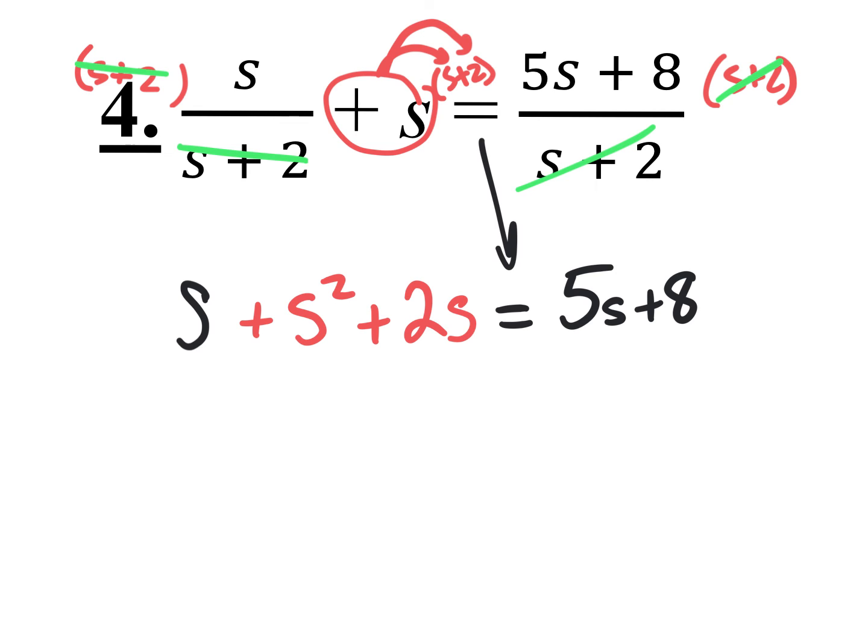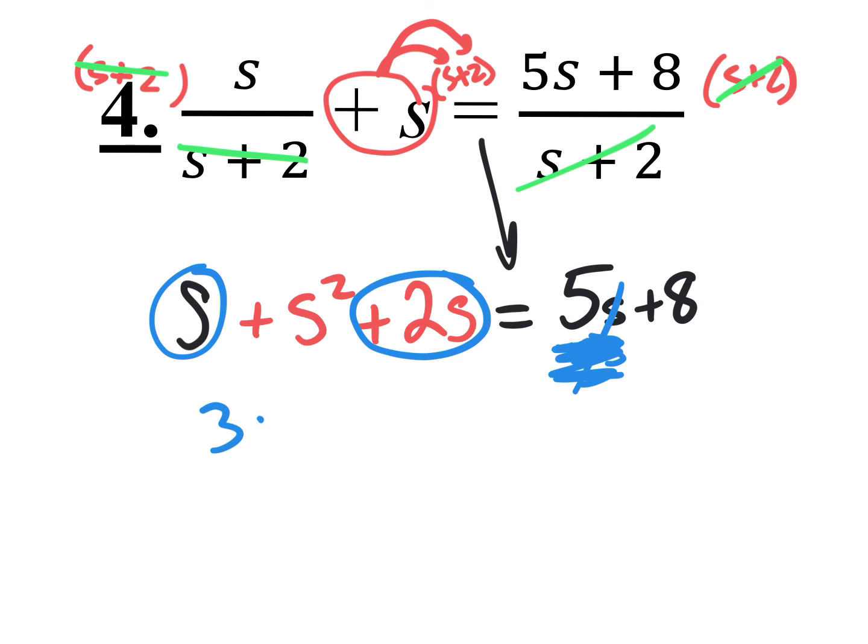Once again, I have a quadratic equation. I want to set it equal to 0 so I could factor, split, and solve, or at the very least I could use the quadratic formula. Sorry about that. So let's get everything to one side. I'm going to subtract 5s, oh wait, before subtracting 5s, you might as well combine this s with those two s's, yeah? Scratch that. So that's 3 s's, 3s plus s squared equals 5s plus 8.